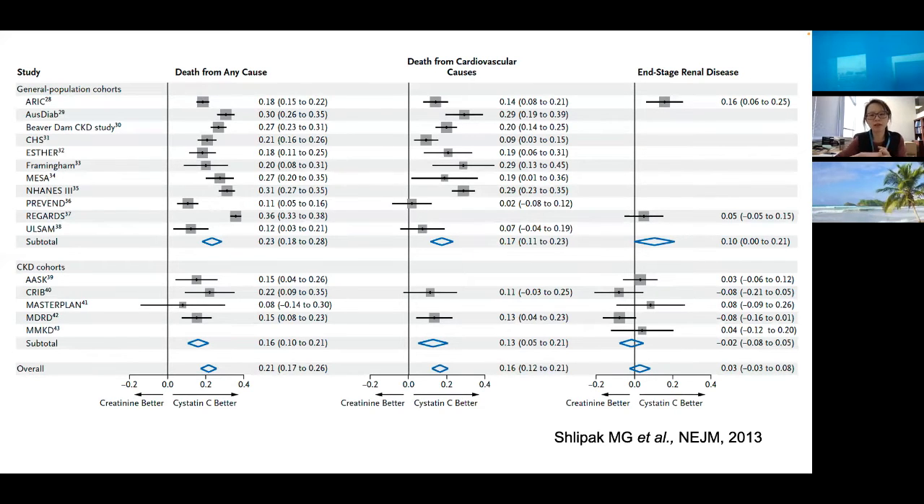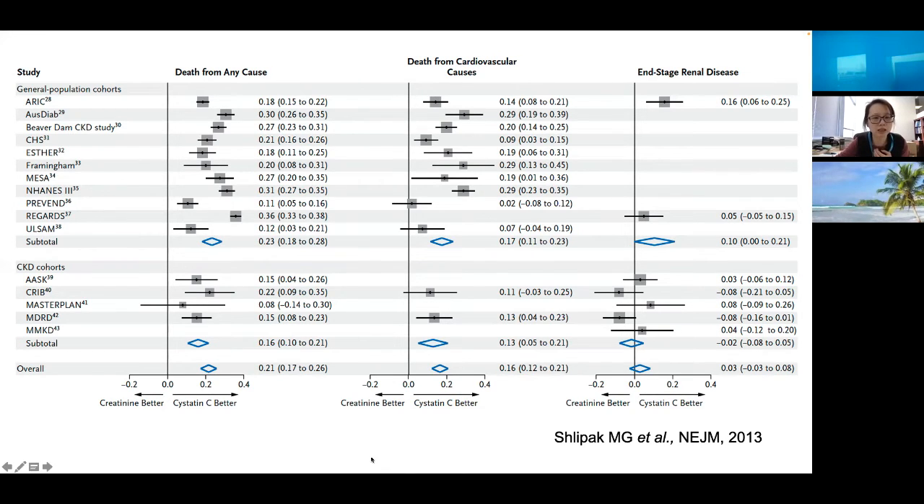So what I found is when cystatin is used, those patients who were reclassified to a lower eGFR group tend to have a higher risk of death from all cause. And when patients are reclassified to a higher eGFR group based on the cystatin, those patients tend to have a lower risk of death from all cause.